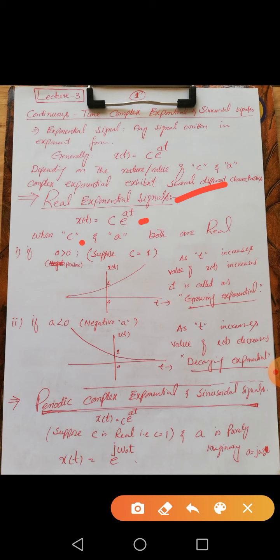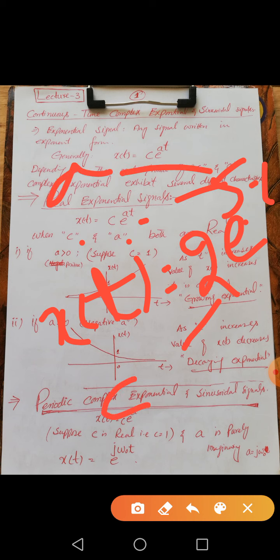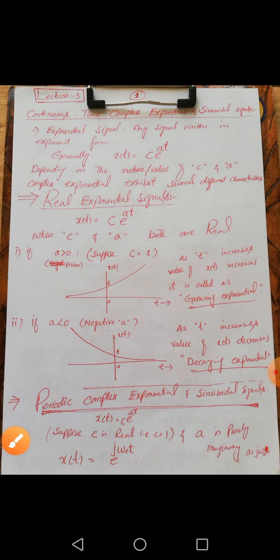c and a can be any number like 5, 3, 2, any number like this. When c and a both are real, we call the exponential signal a real exponential signal. For example, x of t equal to 2 e to the power 5t. This is a real exponential signal where c is equal to 2 and a is equal to 5. So in a real exponential, c and a both are real.